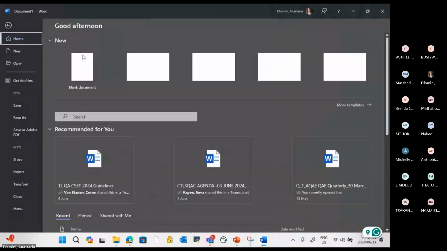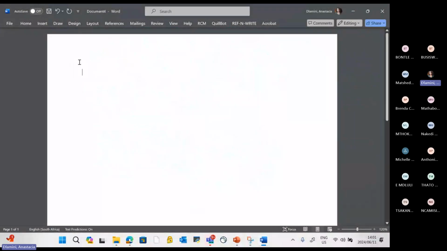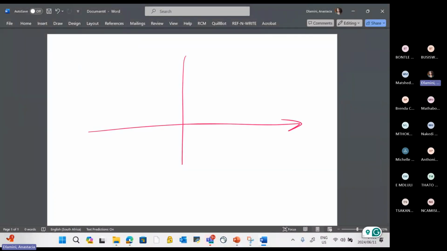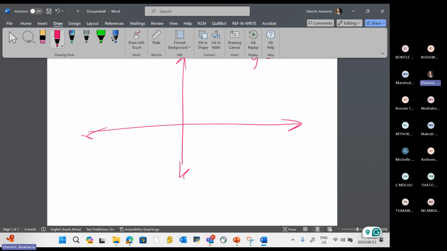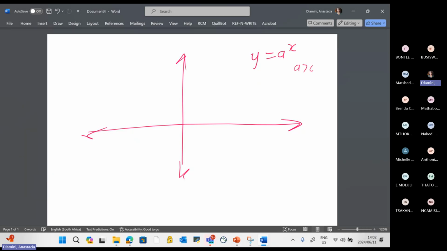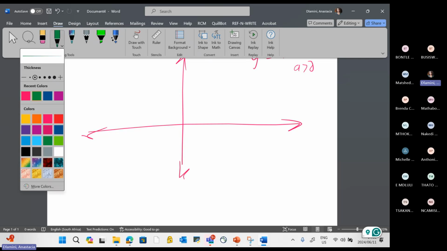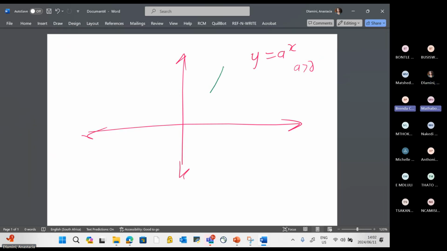Okay. So an exponential function says that if you have y is equal to a to the power of x, where a is greater than 0, your graph will look like this. All your graphs will cut at (0, 1). Do you remember that one? Something like this. So it will cut at (0, 1).